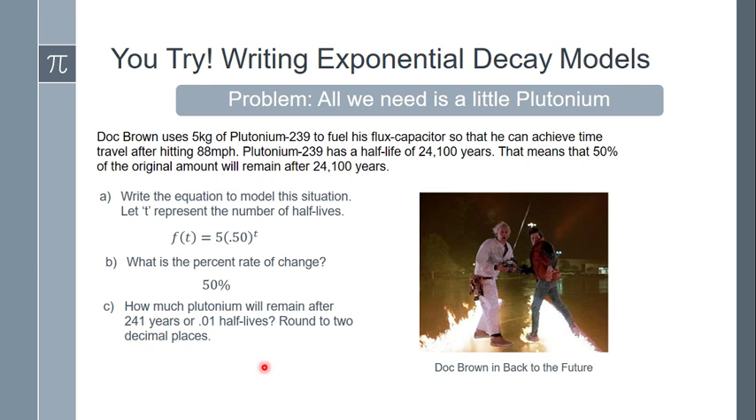So finally we're going to use our model to figure out how much plutonium will remain after 241 years. Remember, since we let t represent the number of half-lives, we're not going to let t be 241, because t does not represent years here. It represents the number of half-lives. So in this case, 241 years is only 0.01 half-lives, because the half-life of plutonium is so large at 24,100 years. That 100th of that would be 241 years. So we're going to go ahead and let t be 0.01 in this case.